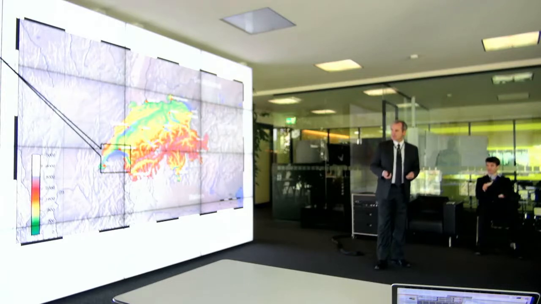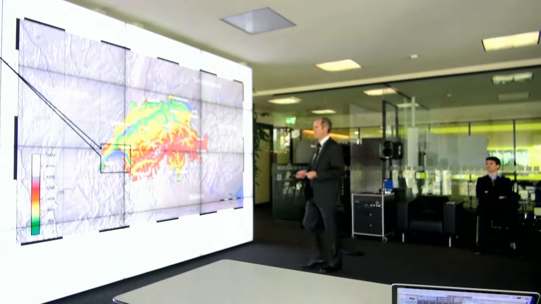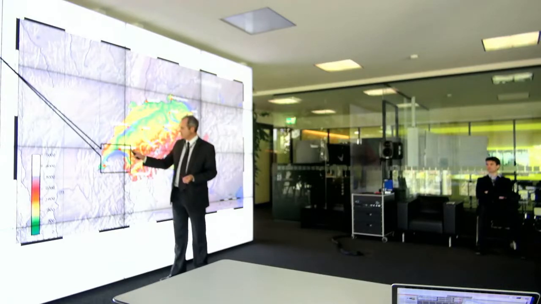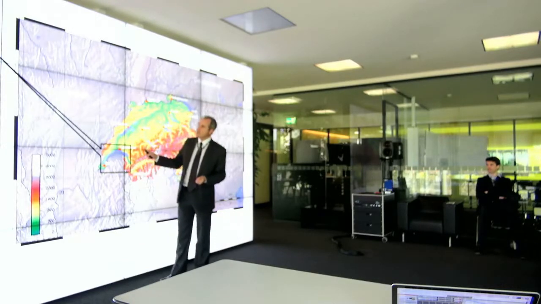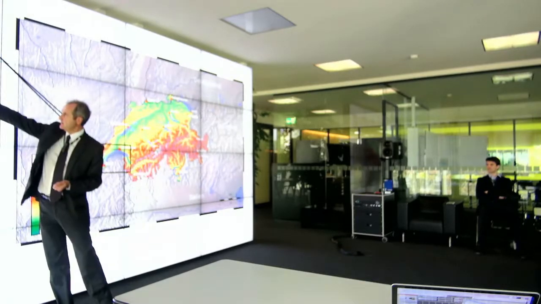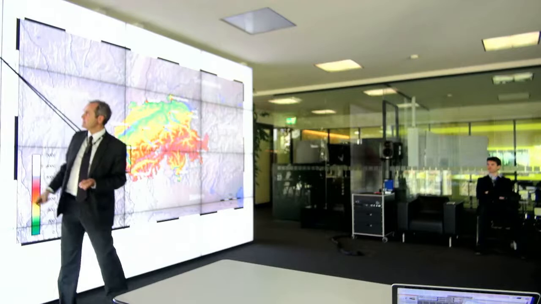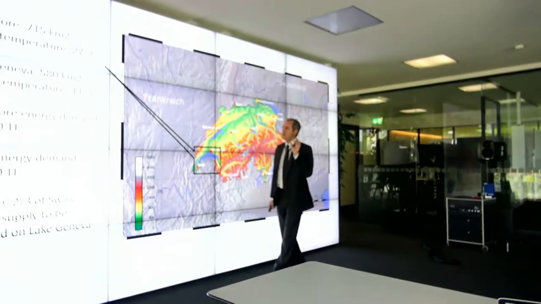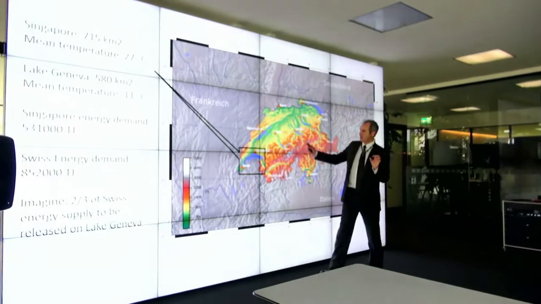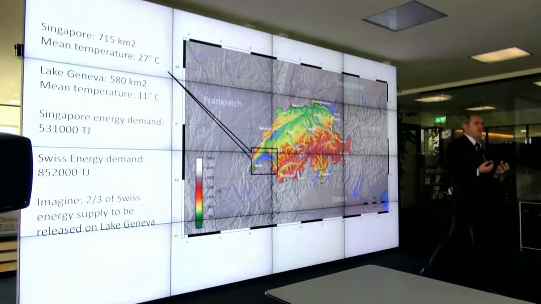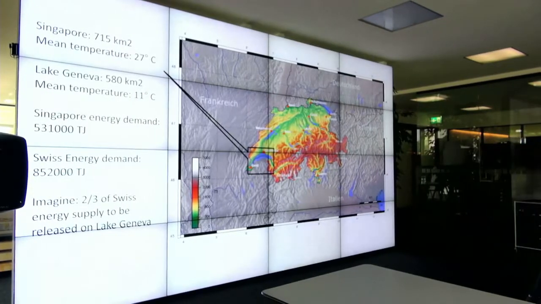And to make the picture even clearer, when you look at the size of Singapore, this is exactly the size of Lake Geneva. And then you imagine you would put, there you have the mean temperature of the Lake Geneva area around it, 11 degrees. Then you would put about 80% of all Swiss energy onto this Lake Geneva, and then you can imagine what the heat island effect would do to this lake.